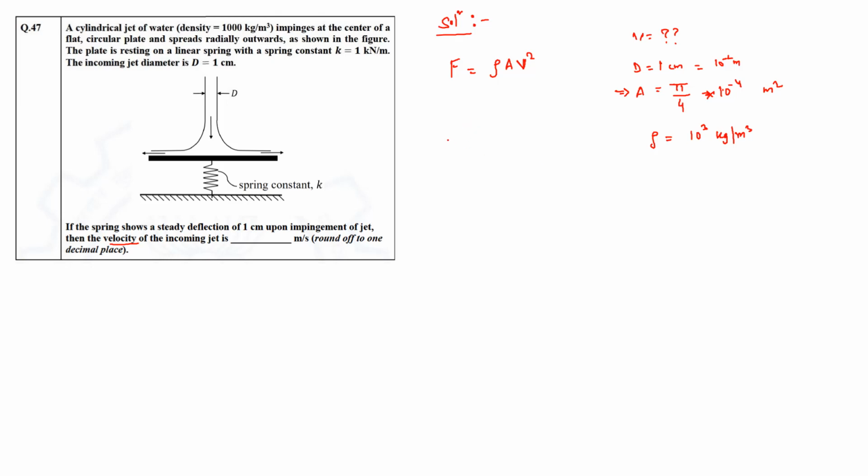And for the spring force, let's say S, you just need K and X. The deflection is given as 1 centimeter. So X is given as 1 centimeter and K is given as 1 kilonewton per meter. So again, this kilonewton we can convert into newtons. So this is 10 raised to the power 3 Newton per meter.